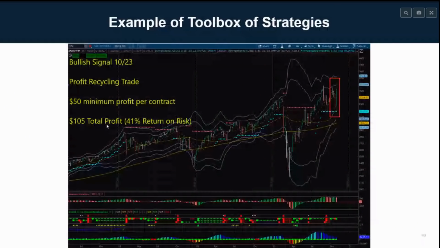So here's another example, a recent one off SPX off the weekly chart, where I did a profit recycling trade. I took a $50 minimum profit per contract. And the next day, I was able to close it out for an additional $55 of profit, right, from that bonus trade. So in total, I locked in a 105 total profit, which was a 41% return on risk.